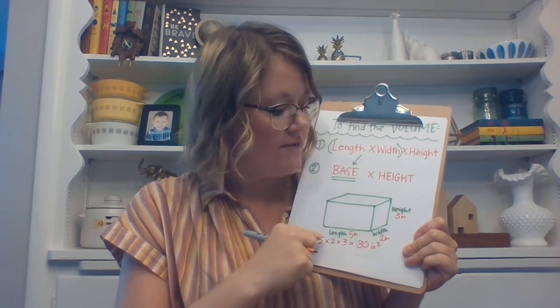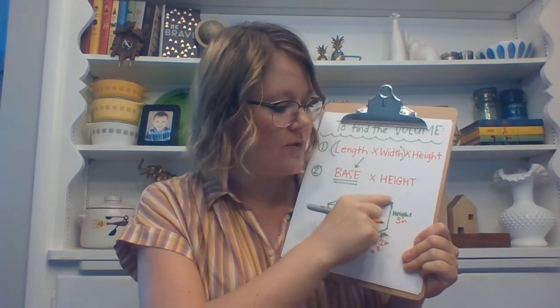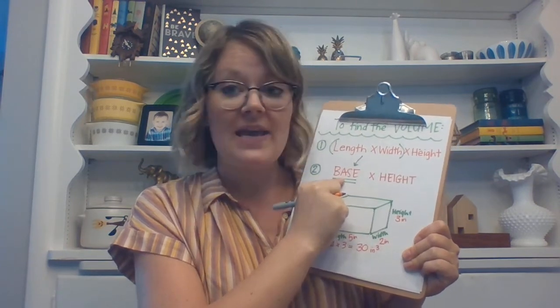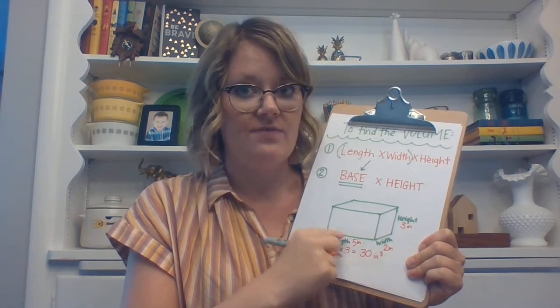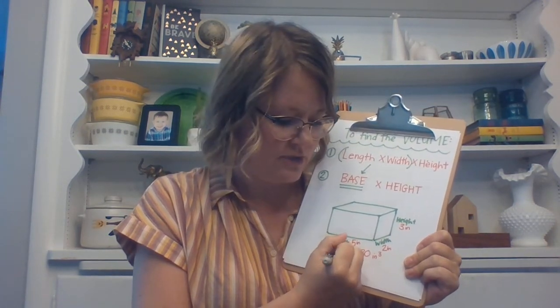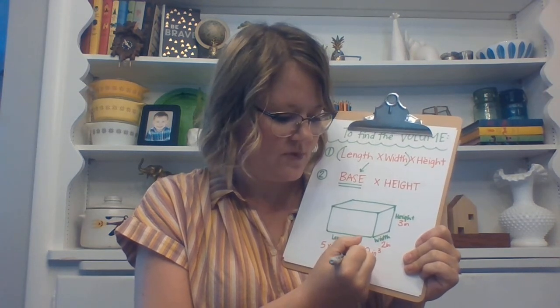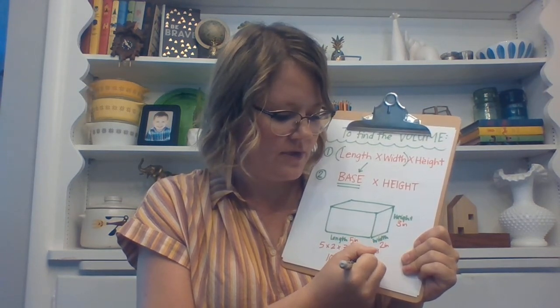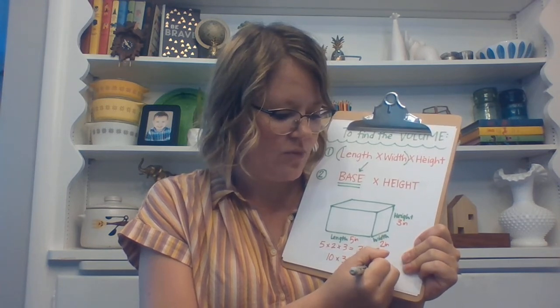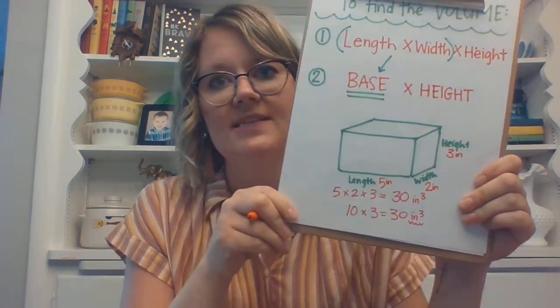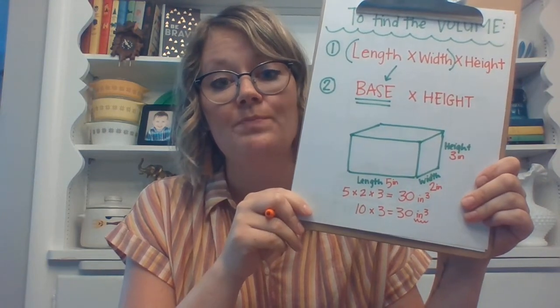Okay. If I wanted to find the volume another way, I could also just know what the base is. And if the base, well, I know that's 10 because 5 times 2 is 10. So I could also just do 10 times 3, and that also equals 30 cubic inches. This label right here is really important because it tells us that you're measuring the volume.